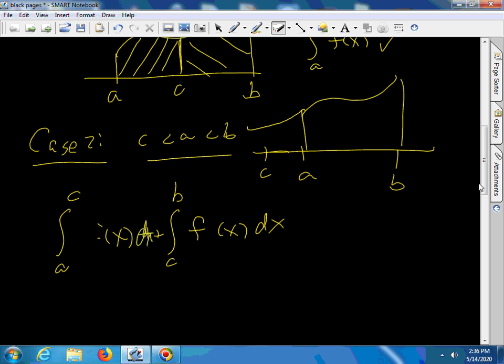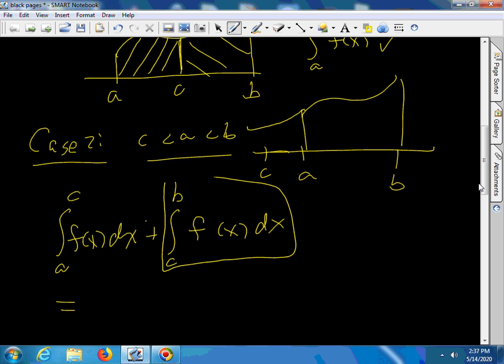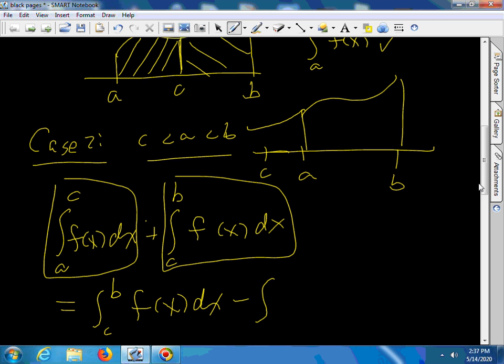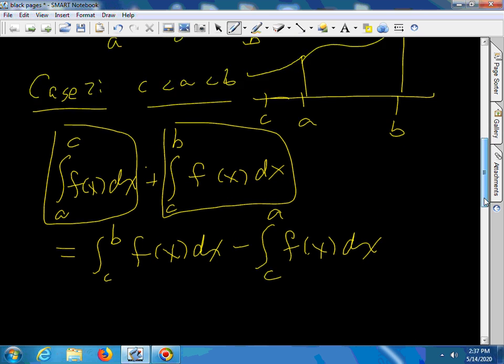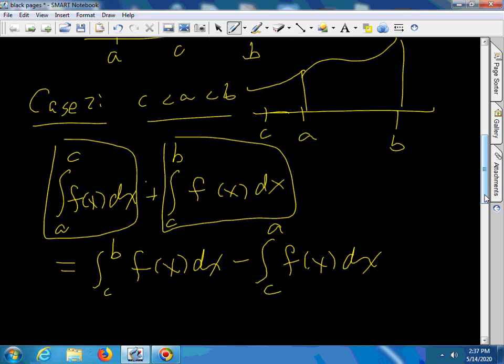So let us see what is going on. Now, what we can do is, well, it's plus the integral from C to B of f of x dx, plus this. But if I change the limits, it becomes minus f of x dx. So let us see what's going on. This here says find the area from C to B.